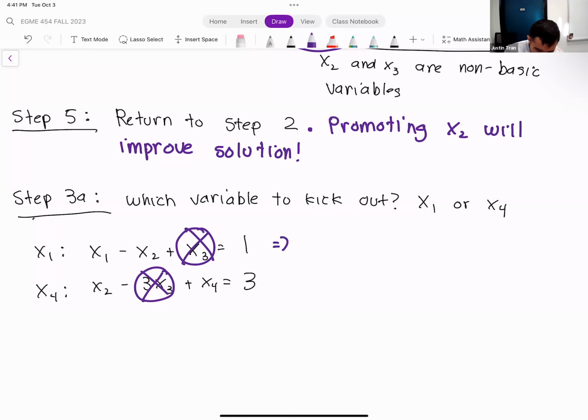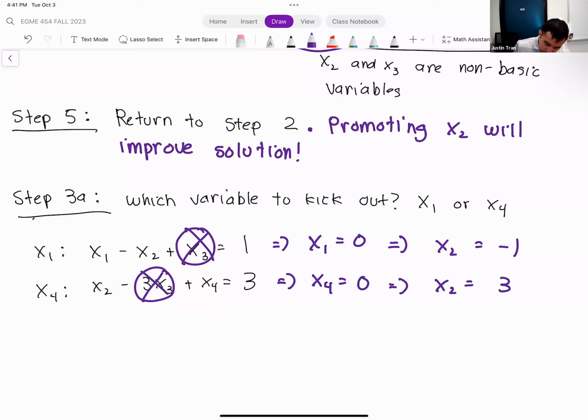And so let's go ahead and run through both scenarios here. If we kick out x1, kicking out x1 means we're saying x1 is equal to 0. We solve our equation here for x2, so we get x2 is equal to minus 1. And if we kick out x4, so we're setting x4 is equal to 0, then we get x2 is equal to 3. Okay? So there's only one viable option here, which is the second path, because remember, we can't have any negative values for the design variables. And so our only path is to set x4 equal to 0 and set x2 equal to 3.